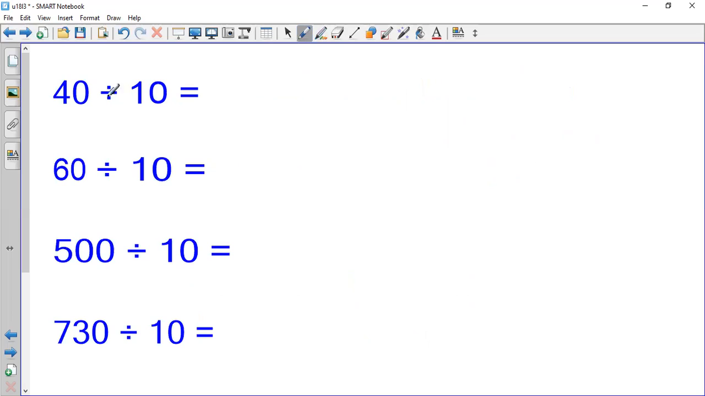40 divided by 10, I will cancel the 0, it will be 4. 60 divided by 10, cancel the 0, it will be 6. 500 divided by 10, cancel a 0, it will be 50. And 730 divided by 10, cancel the 0, it will be 73. So remember, when you divide by 10, you cancel a 0 because each place becomes 10 times smaller. So I should cancel the 0 in the units.